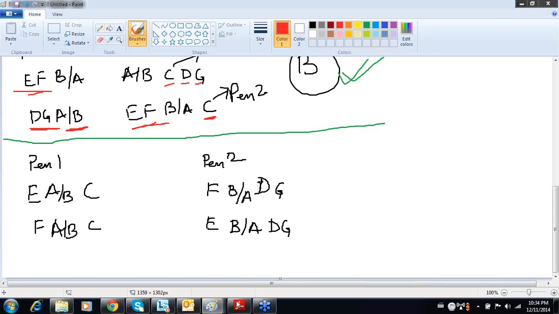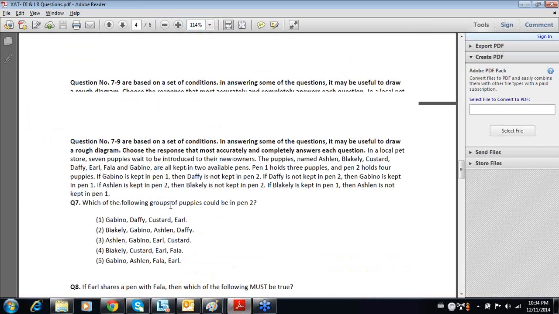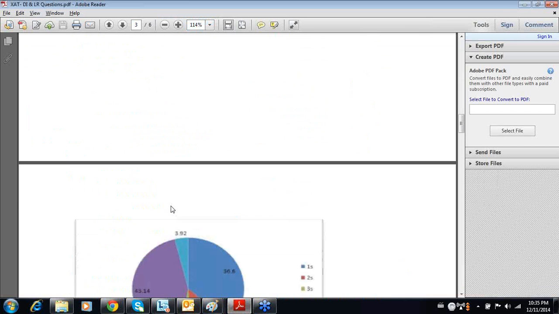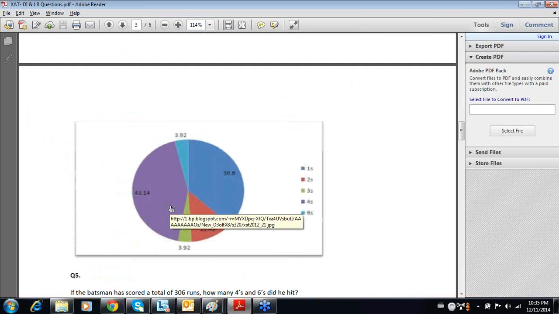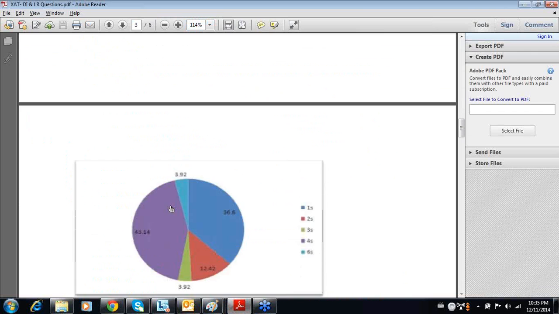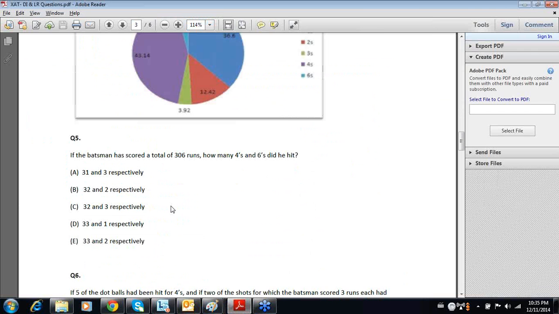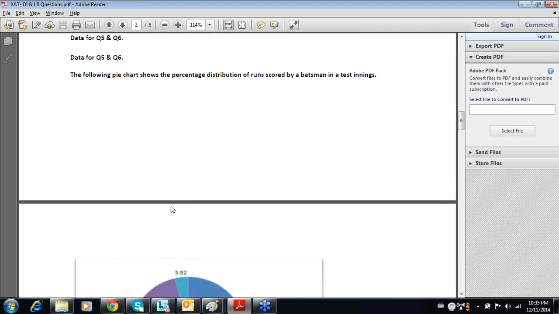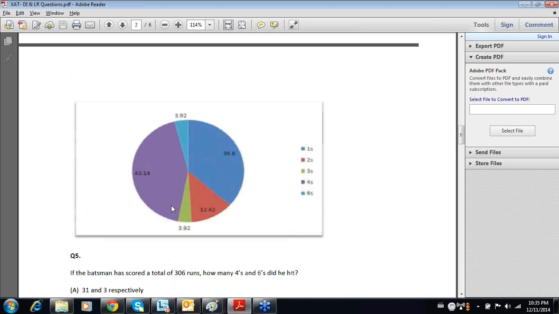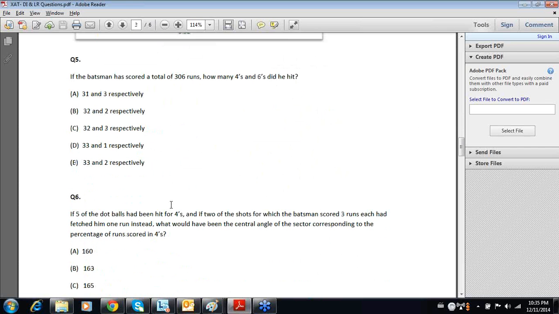So let me move on. Questions number 5 and 6 we will solve. It's a good question with the India and Australia cricket match happening. So this is a question on cricket. Let us solve questions number 5 and 6. I'll give you 5 minutes. 10:35 it is. 10:40 we will review.